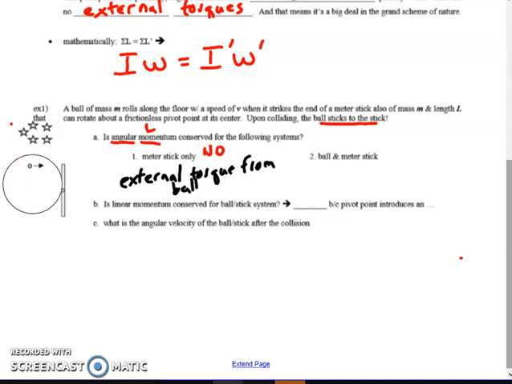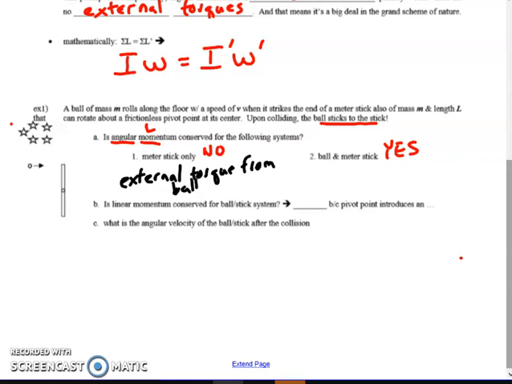Now, let's change our system to include the ball and the stick. Is angular momentum conserved? This is a little less obvious. So you might say, okay, after the collision, they're both rotating, so there's definitely angular momentum. Before, neither were rotating, so there is no angular momentum. But that's not quite how it works there. We got to be real careful about that. So, spoiler, the answer is yes. Why is that yes?